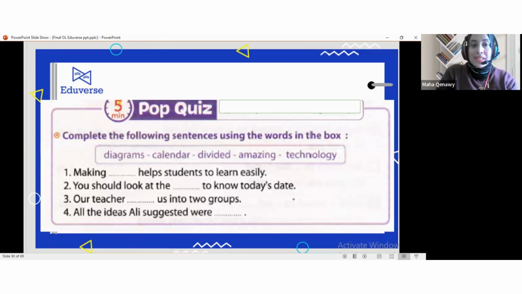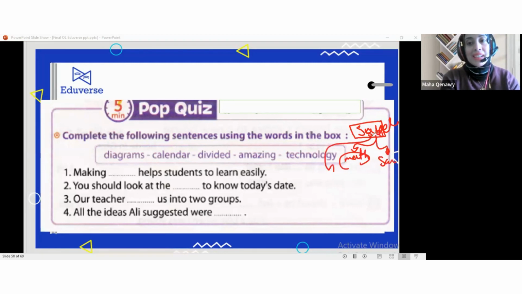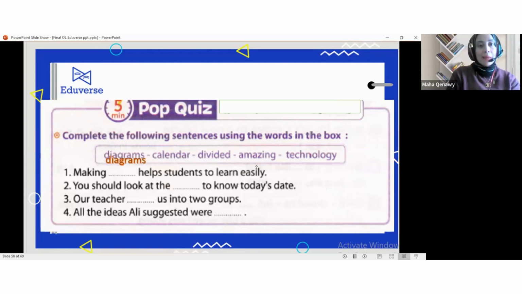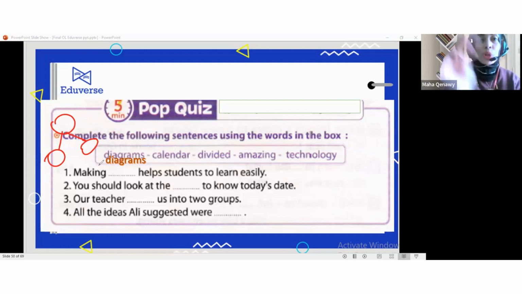Let's see this quiz: diagram, calendar, divided, amazing, and technology. Diagram: making what helps students to learn easily. For example, I'm gonna show you school subjects. These are school subjects. Math, science, English. Here I'm drawing some sort of diagram. Diagrams are drawn to organize ideas, show you a lot of information to make it easy for you to remember and memorize.